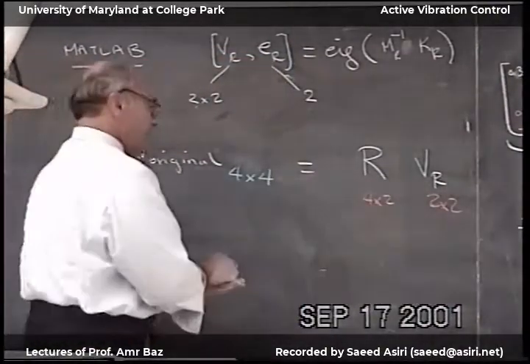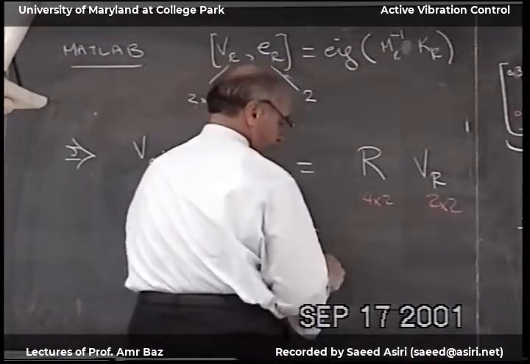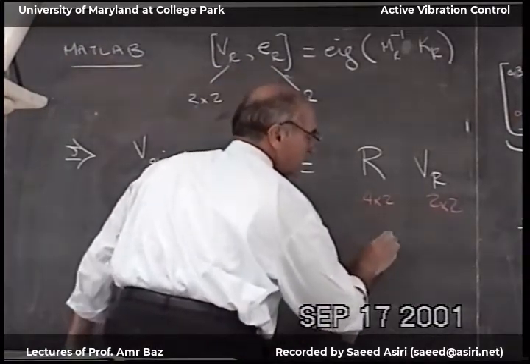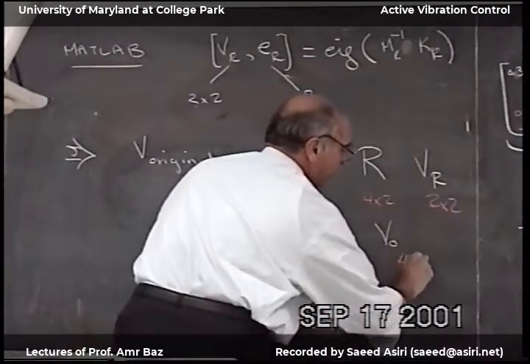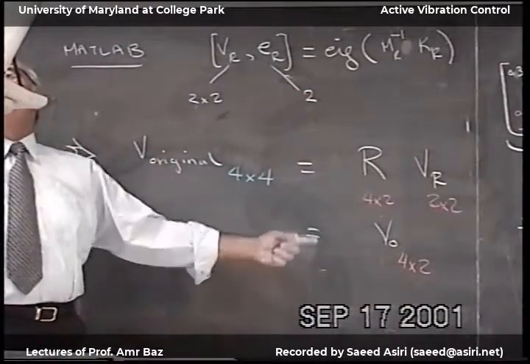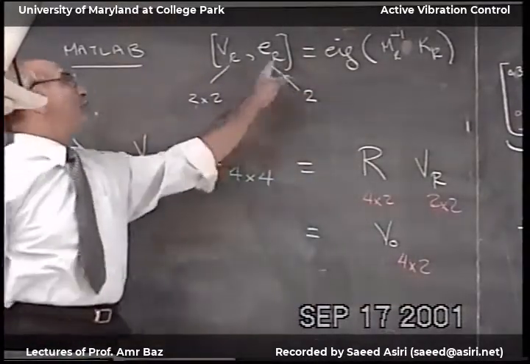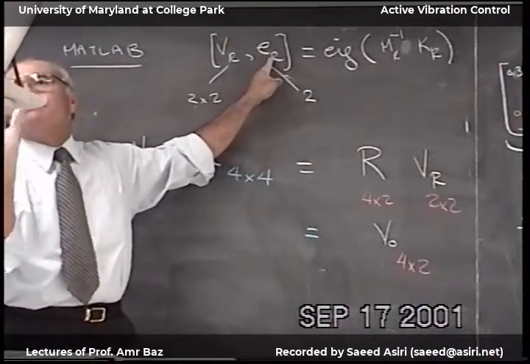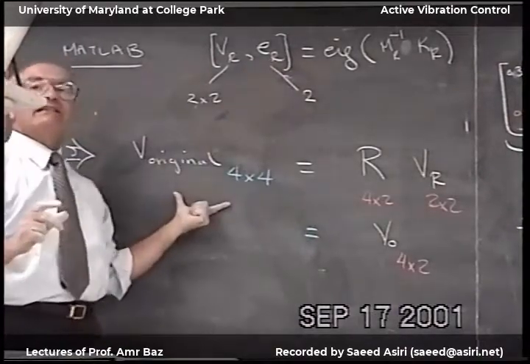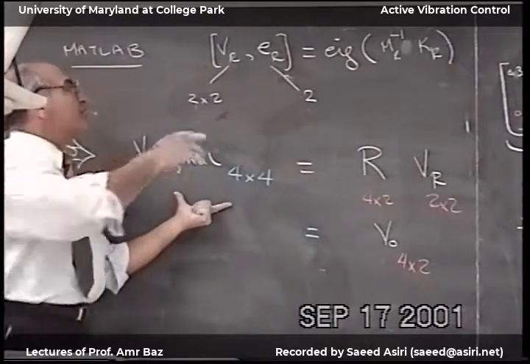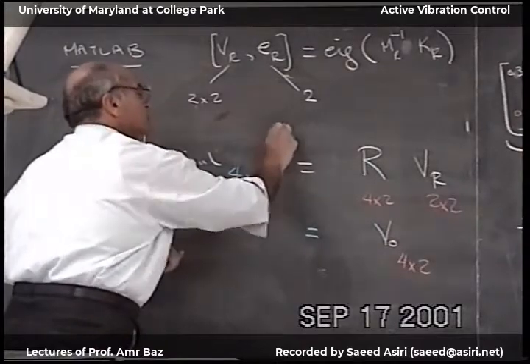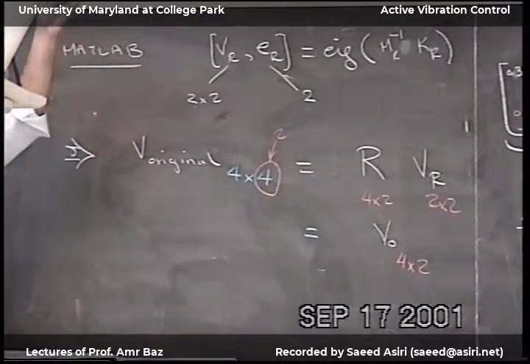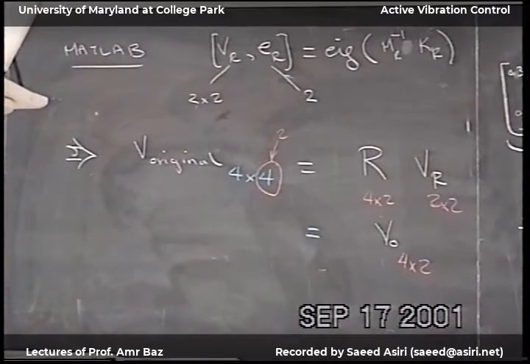So the result will be here. V original, and this will be 4 by 2. I can get everything corresponding to the 2 frequencies that I extracted. So I'm not going to get the entire frequencies because my reduced order can only give me 2. So only 2 of these I can extract. But can I get all the deflection and all the points?